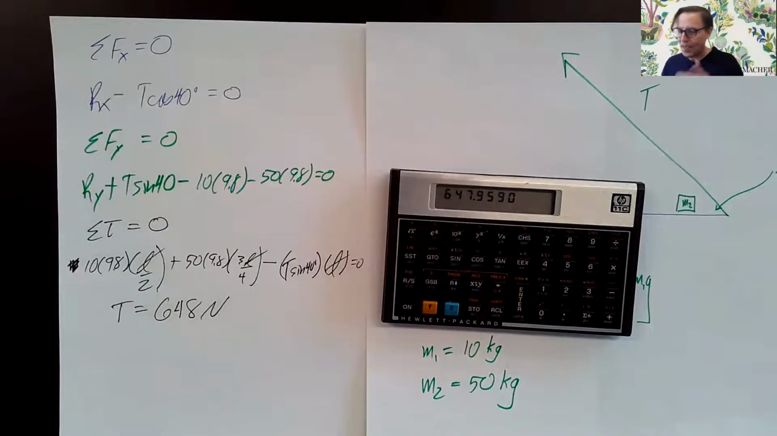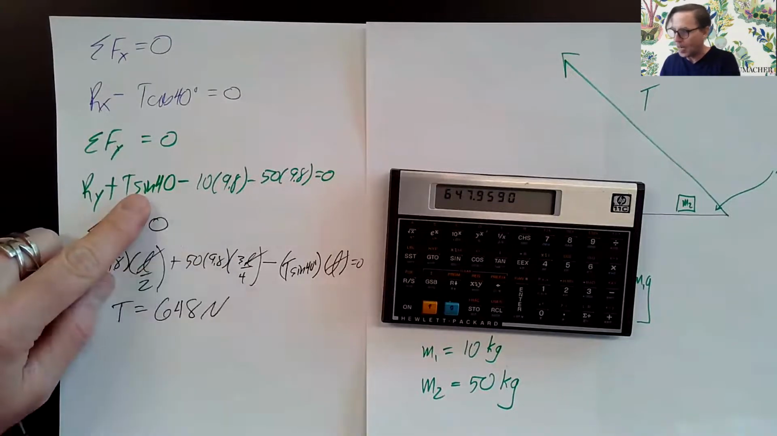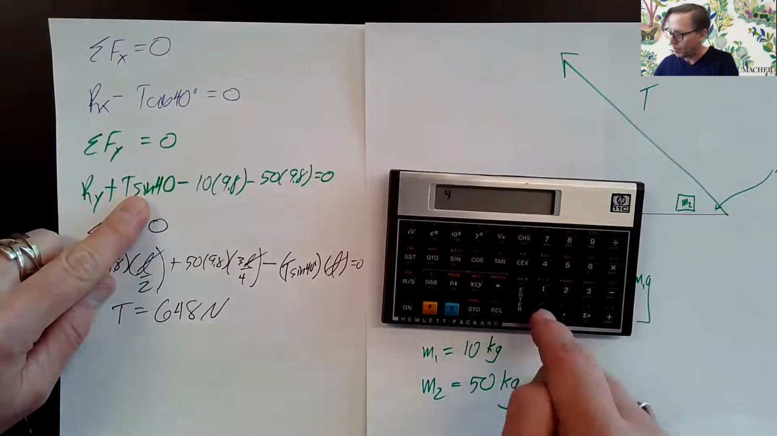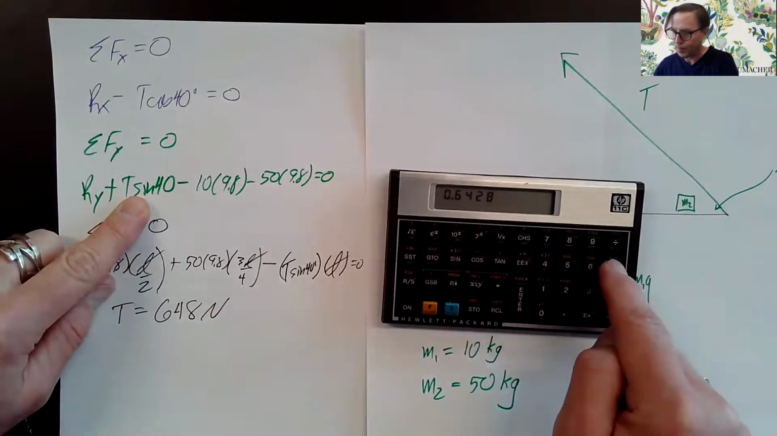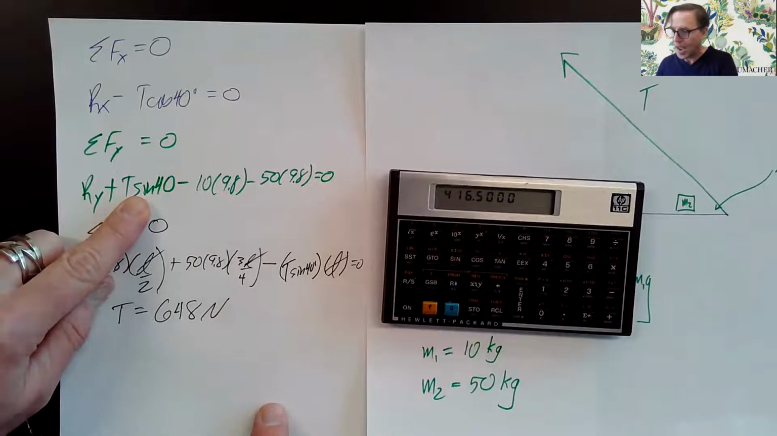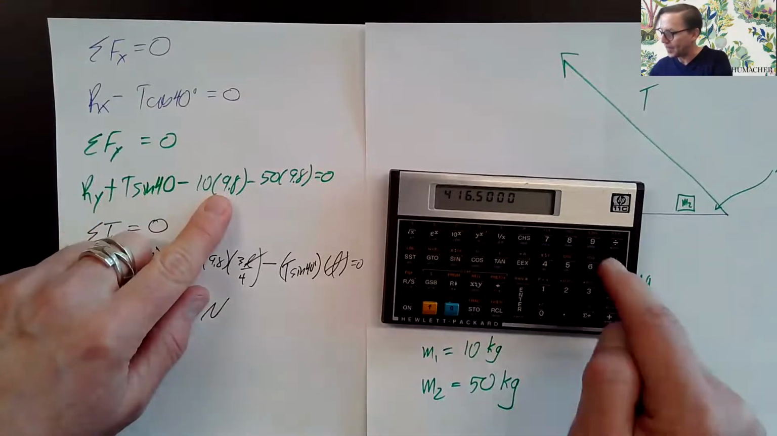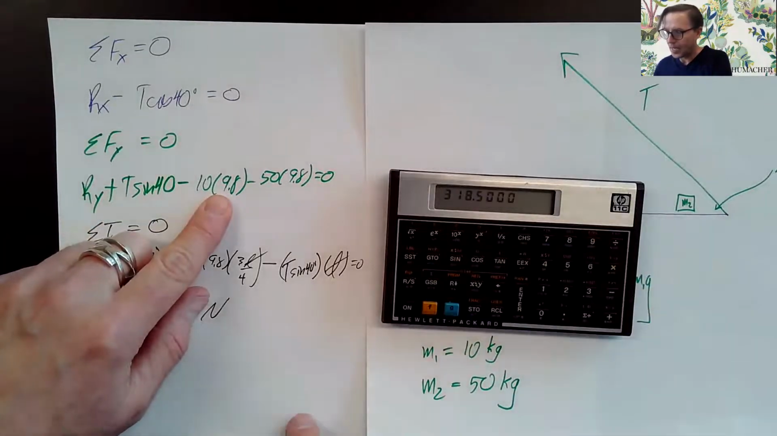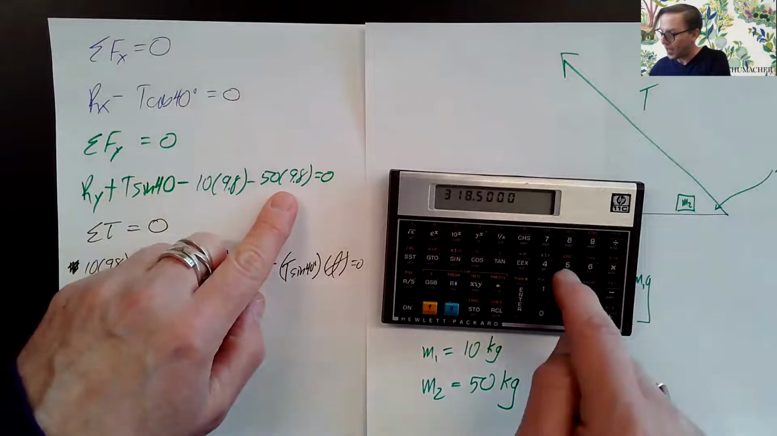All right. And then I'm going to plug into these two equations, which we had before. It should work, but let's just do it real fast. 648 newtons. So if T is 648, I'm going to multiply that by sine 40. And then I'm going to subtract 98. And I'm going to subtract 50 times 9.8.